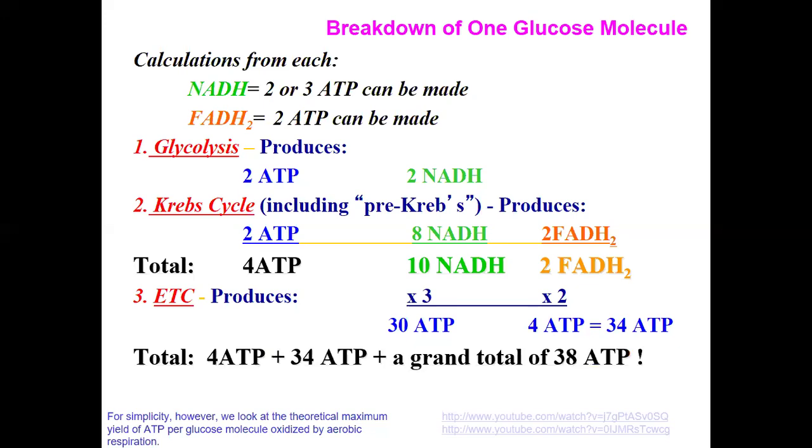So I now said that before the generation of 34 ATP at the electron transport chain, glycolysis generates 2 ATP and Krebs cycle generates another 2 ATP on their own, and that makes it 4 ATPs. So if you now add 4 ATP plus 34 ATP, it will give you a grand total of 38 ATPs in total, theoretically, that could be generated from glycolysis to oxidative phosphorylation through the electron transport chain.